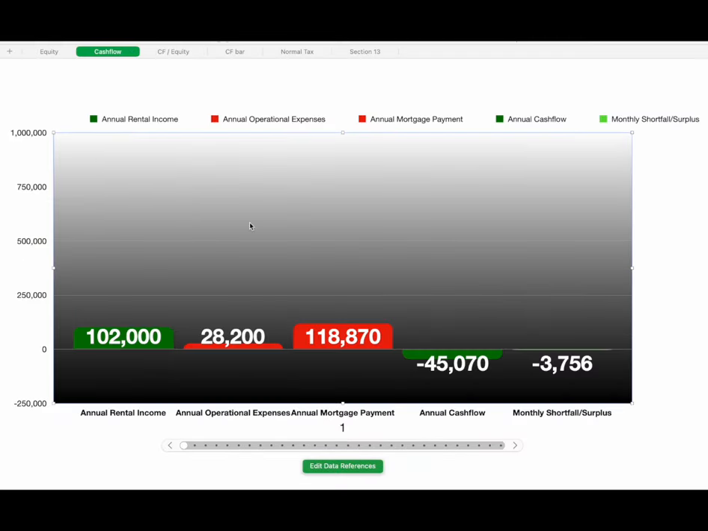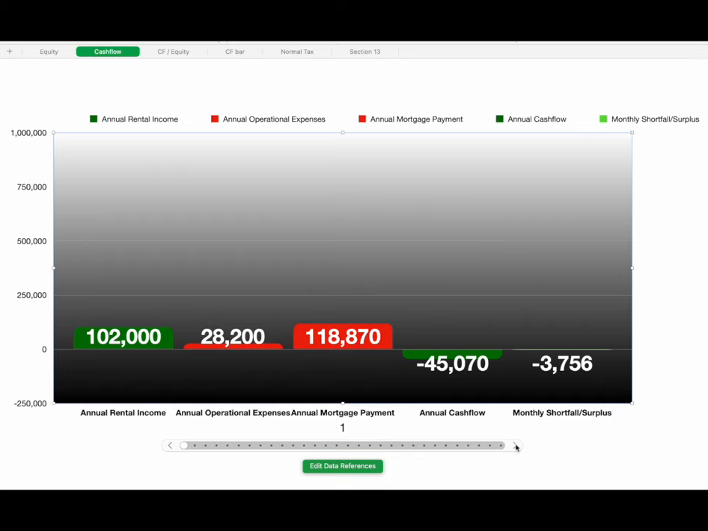Now we're going to look at cash flow. Cash flow is the difference between my income and expenses. So in this property, Silverviews, we've got 102,000 Rand per annum. That is 8,500 Rand per month. Operational expenses, levy, rates and taxes, property management fee, those kinds of expenses, are 28,200 Rand a year. My mortgage at 11.75% is that, and that means I've got an annual shortfall in cash flow, and this is my monthly shortfall.